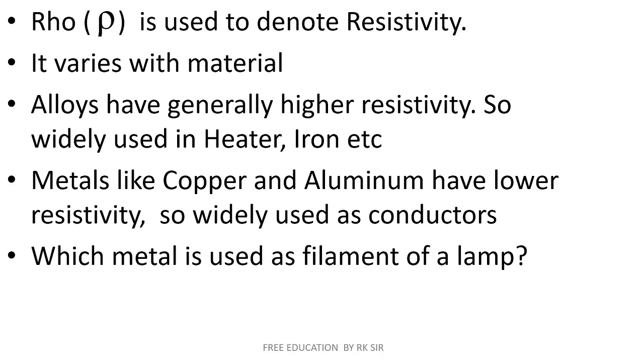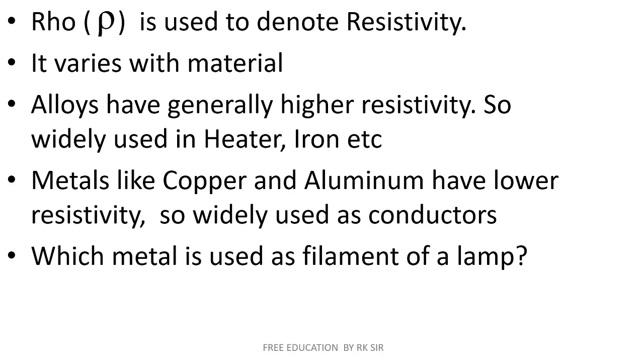Just like resistance, resistivity also varies with the material, but it remains the same for a given material. Alloys generally have higher resistivity, so they are widely used in heaters and irons. For example, nichrome, an alloy of nickel and chromium, has a very high resistivity compared to nickel as well as chromium. So it is used in heaters and electric irons for ironing clothes, etc. But metals like copper and aluminum have lower resistivity, so they are widely used in conductors and wires.